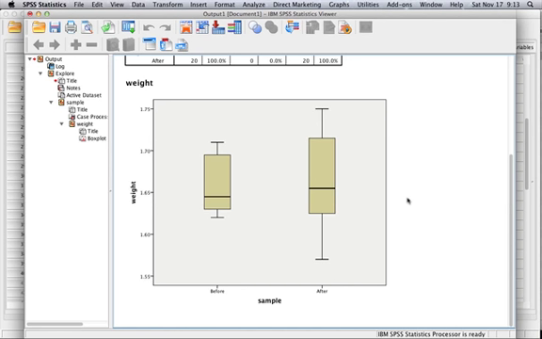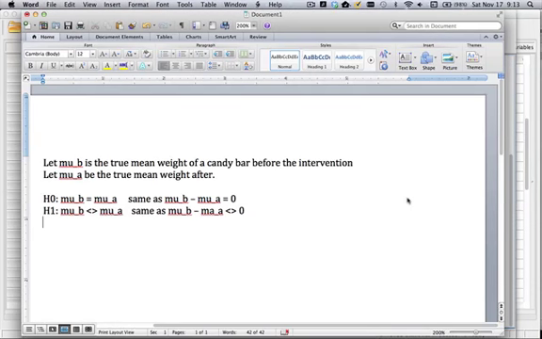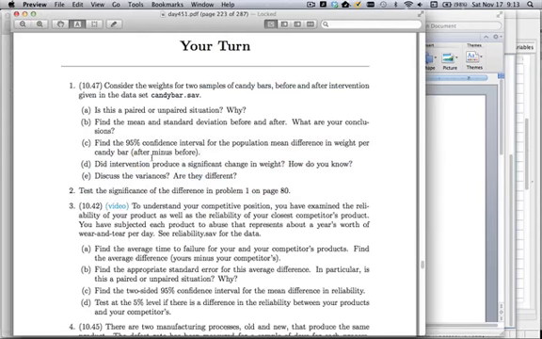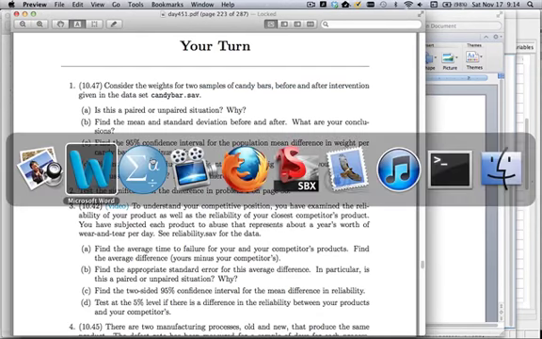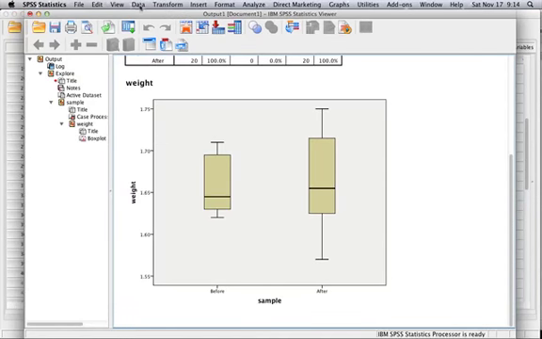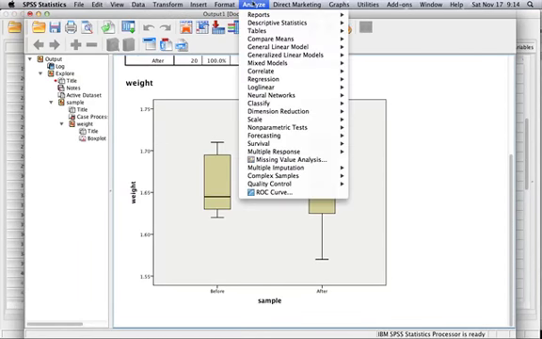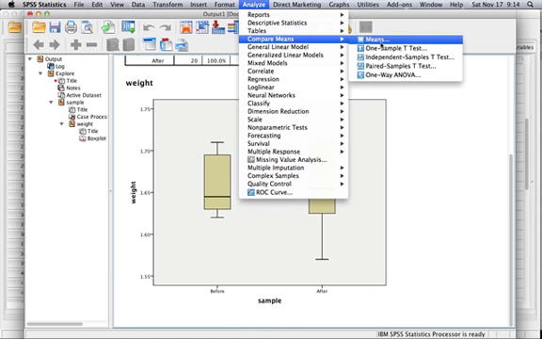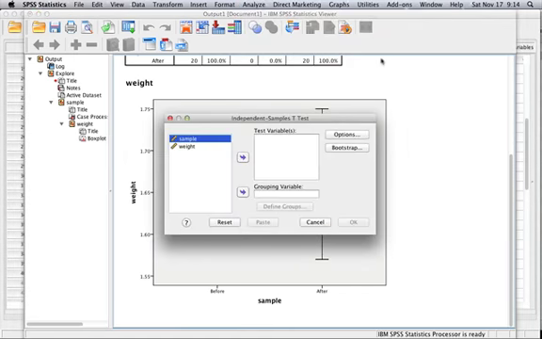So the way to get everything we need to answer these questions is to go to the independent sample t-test option. So let's go do that. We're going to go up to Analyze, and then Compare Means, and Independent Sample t-test. Now the weight will be our test variable. We're going to copy sample into the grouping variable.